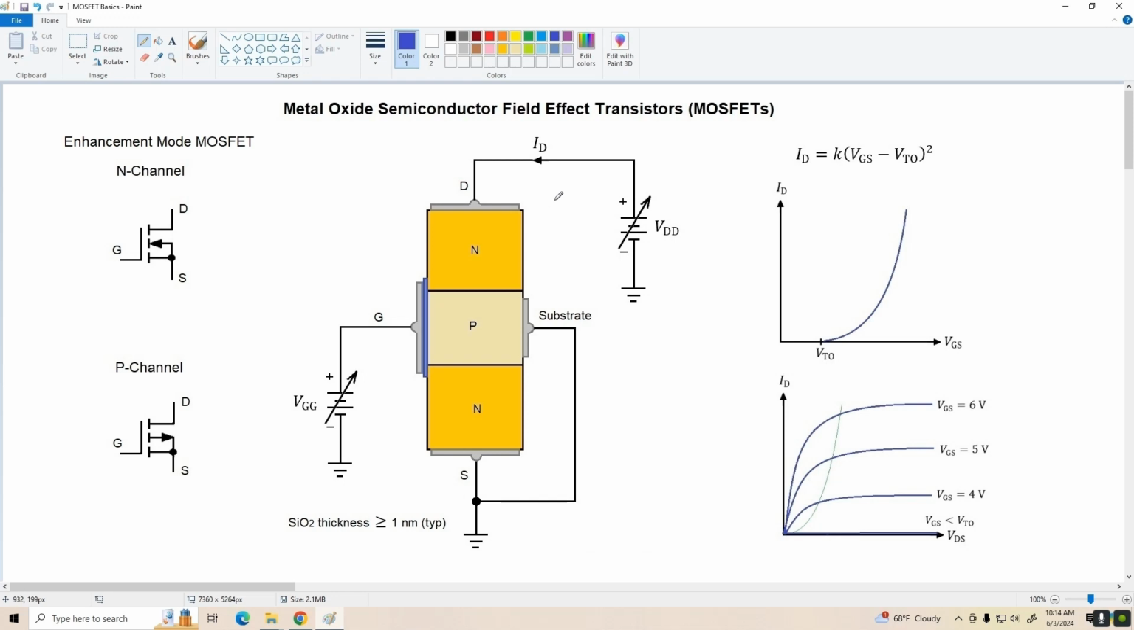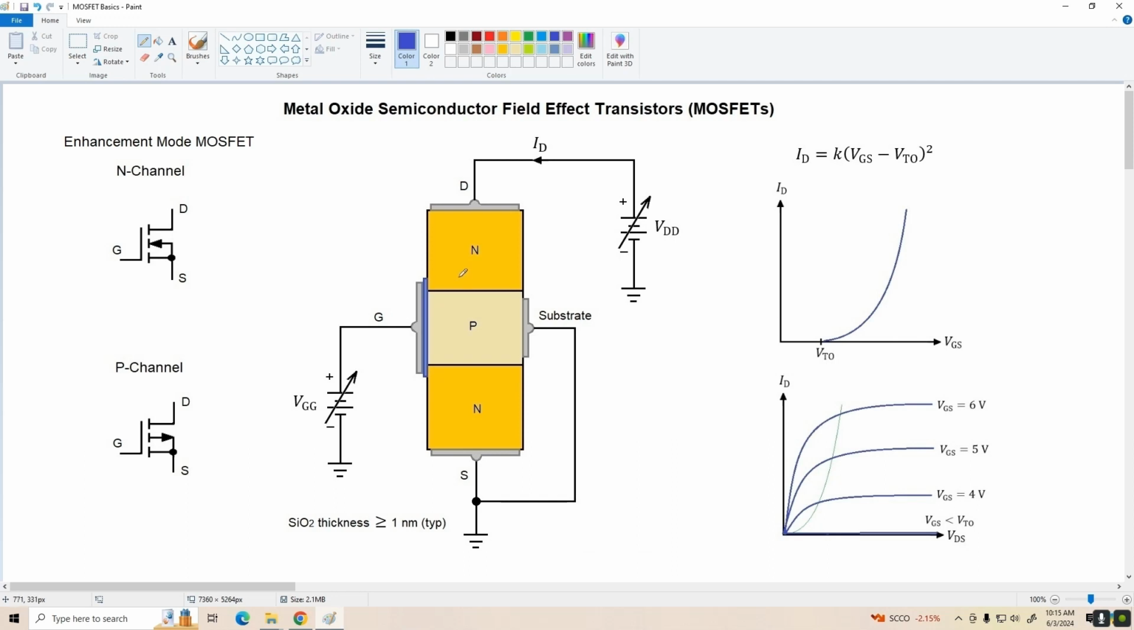In the center of the page, we've got the cross-section for an N-channel enhancement mode MOSFET, and it's very similar in structure to an NPN BJT, except that the control terminal, the gate, is not directly connected to the P region in the center, but rather it's insulated by a very thin layer of silicon dioxide.